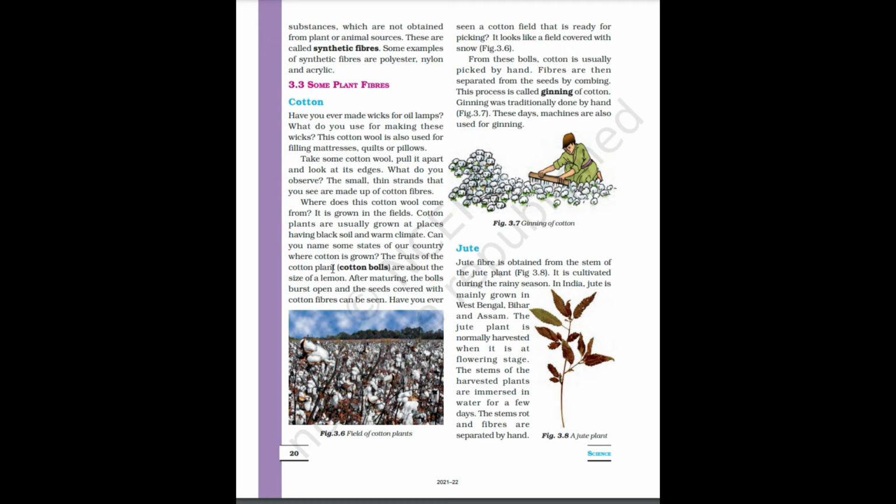The fruits of the cotton plant are called cotton bolls. These are called bolls, not balls, which is a football or a basketball. It has a different spelling. Bolls are about the size of a lemon. So a single cotton boll is like a small lemon. After maturing, the bolls burst open and the seeds covered with cotton fibers can be seen.